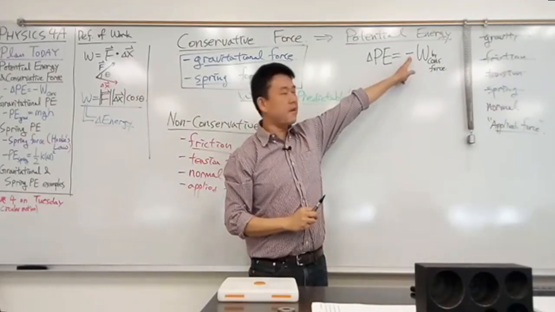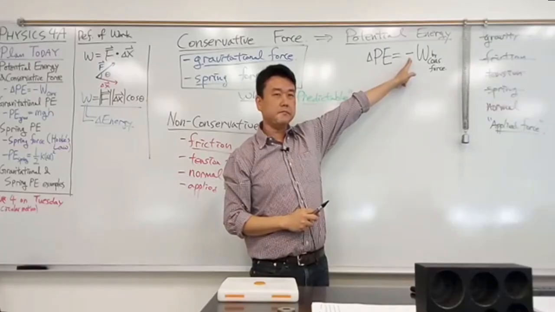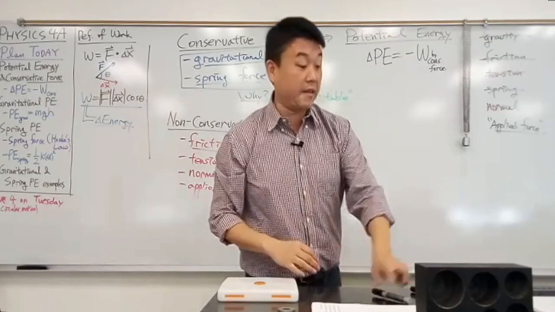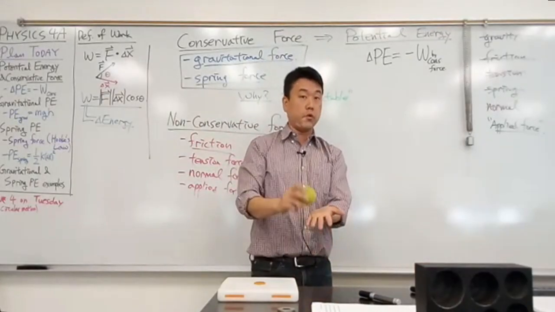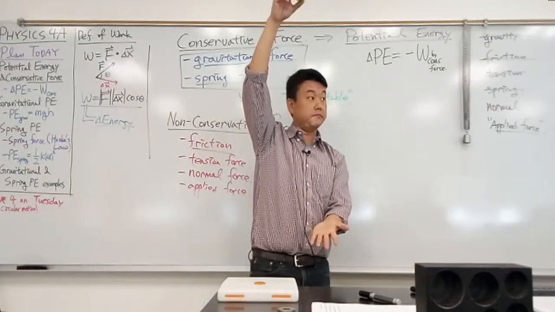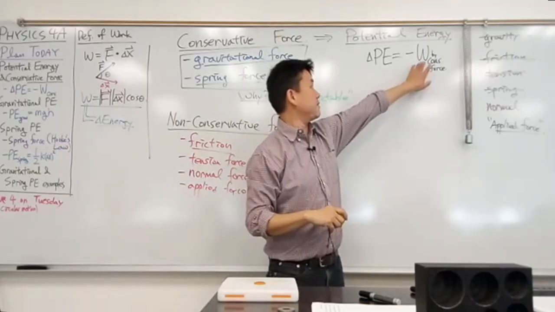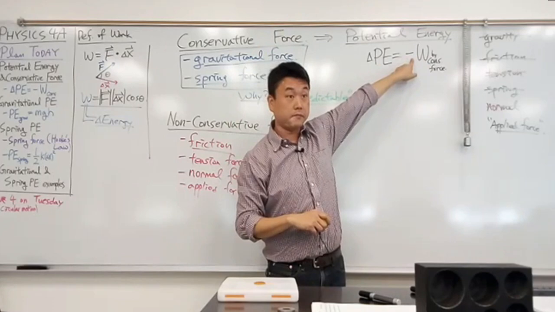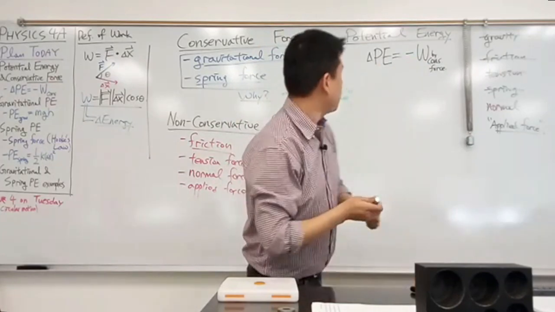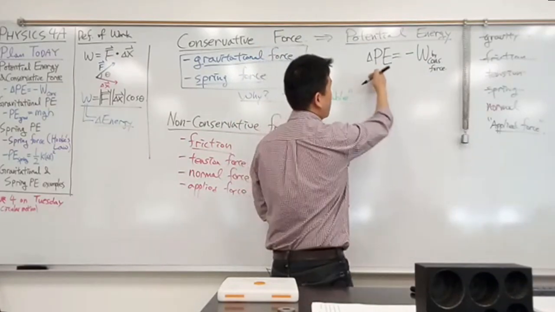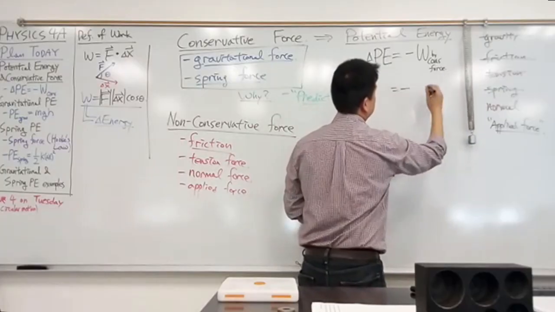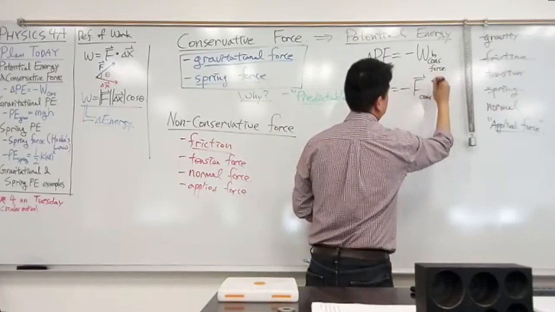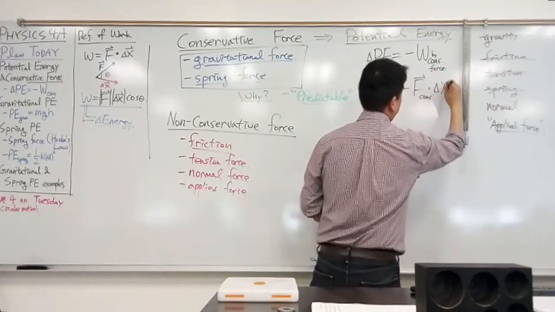Does it make sense that there's a negative sign here? When a conservative force does negative work, does potential energy increase or decrease? Increase, right? So when this is negative, I want the change to be positive. That's why there's a minus sign here. So you could write this out as the change in the potential energy is the negative of the conservative force, dot product with the change of position.